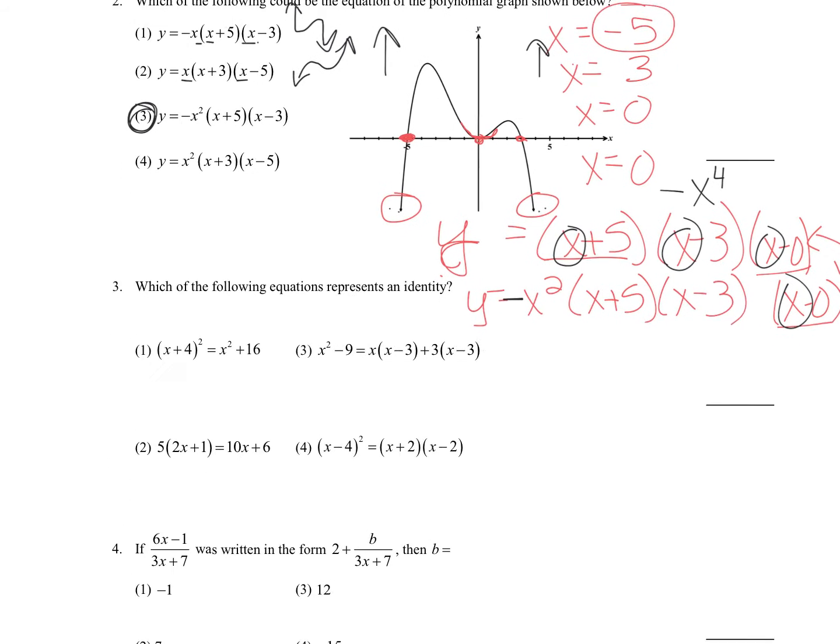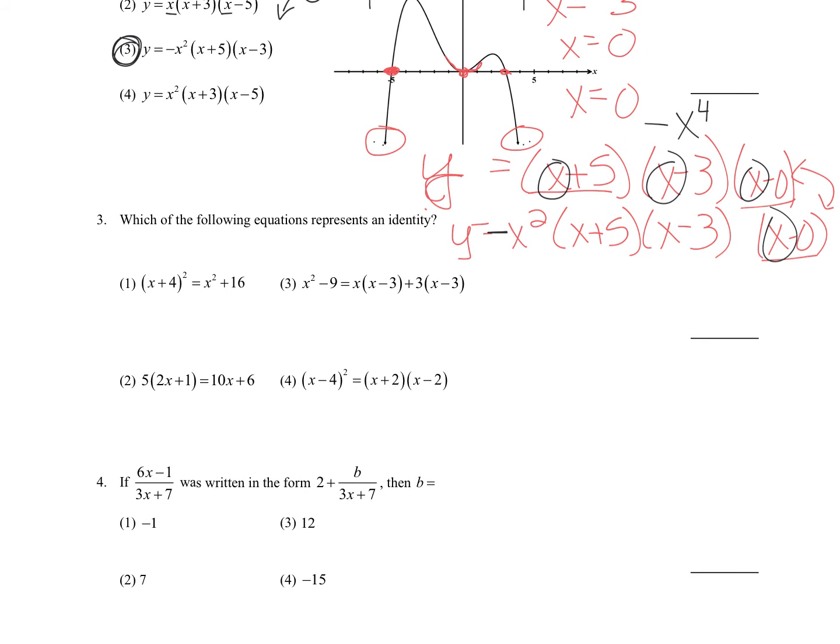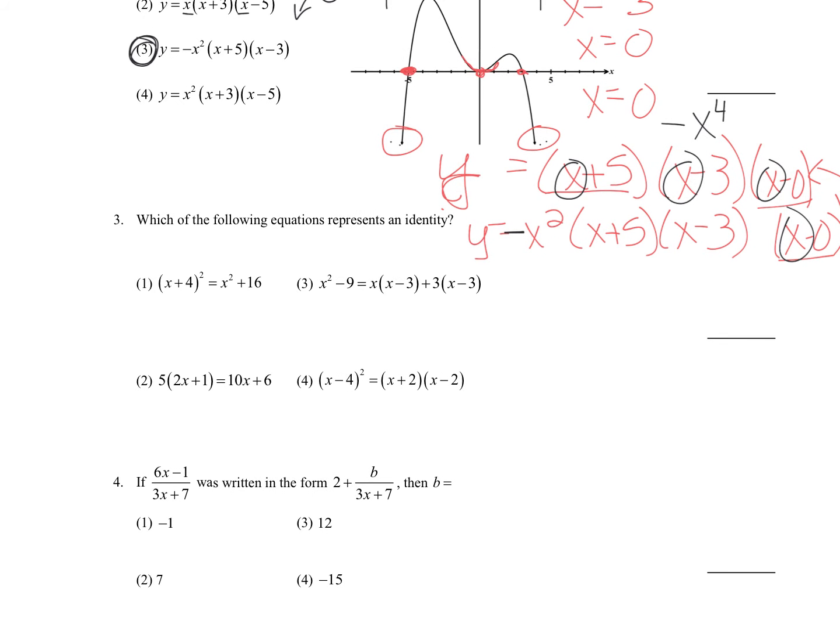Moving down the page, the next question asks about identities. So looking at each of these, basically I want to see which one makes both sides equal to each other. So I'm going to multiply out the factored side. You could also factor the simplified side if possible. So I'm actually going to start with this one. It's pretty easy. So this one is 10x plus 5. That's not equal to 10x plus 6, so this equation is not an identity, or something that is true for all values of x.